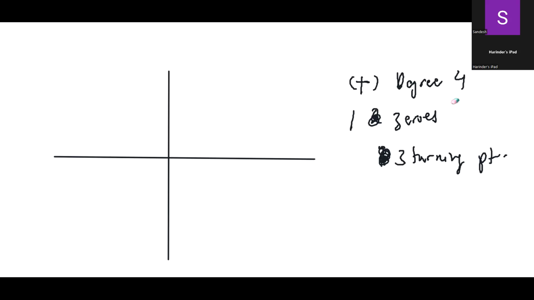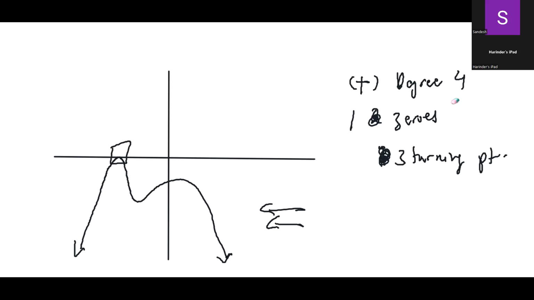Any ideas? Just 1 zero, but 3 turning points. I'll give you a hint, okay? It's going to touch, it's going to be like a quadratic. The turning point is on the x-axis. One of the turning points where the zero is on the x-axis. One of the zeros is right here. See that? You see this? Yes. So that's how you do this one. There's only 1 zero, but it satisfies the other conditions.